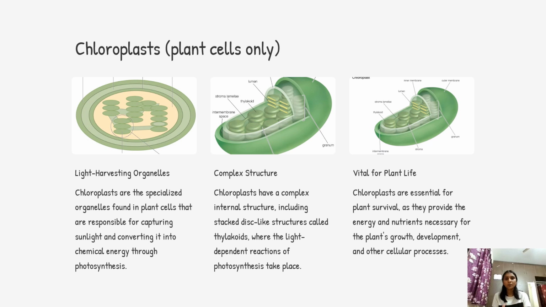And they also have a complex internal structure including stacked disc-like structures called thylakoids, where the light-dependent reactions of photosynthesis take place. And they're also vital for plant life. So chloroplasts are essential for plant survival as they provide the energy and nutrients necessary for the plant's growth, development, and other cellular processes.